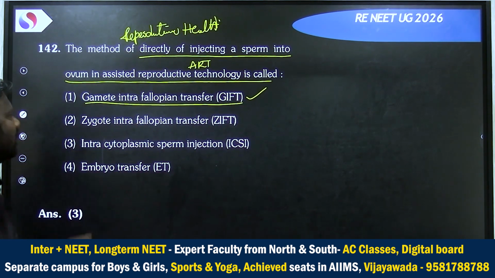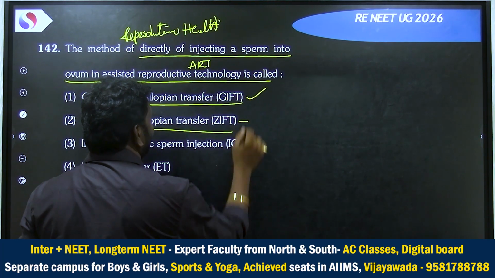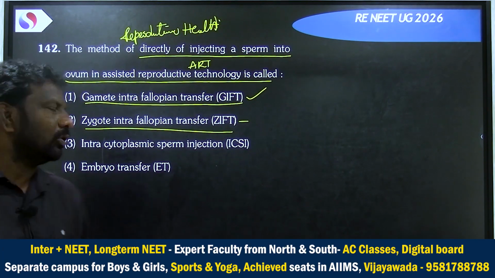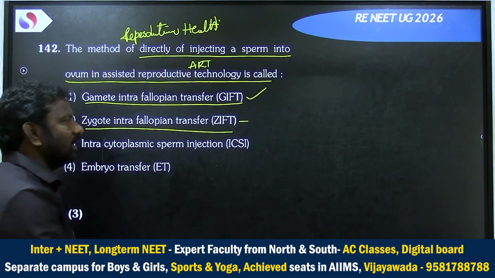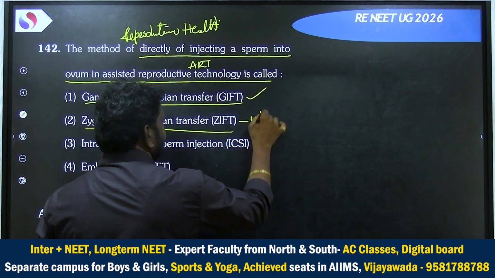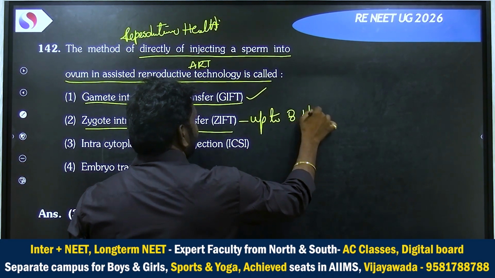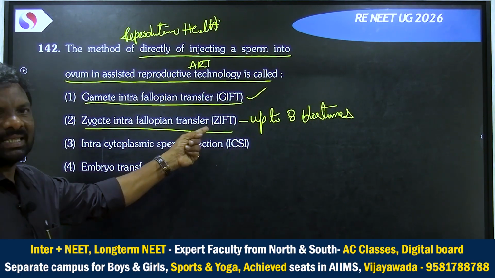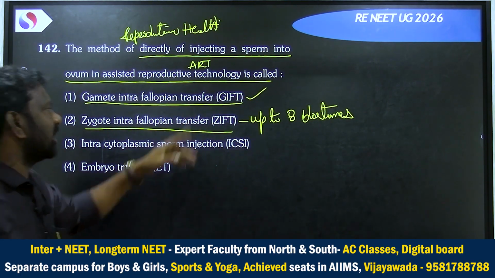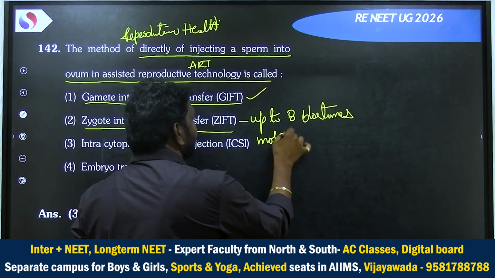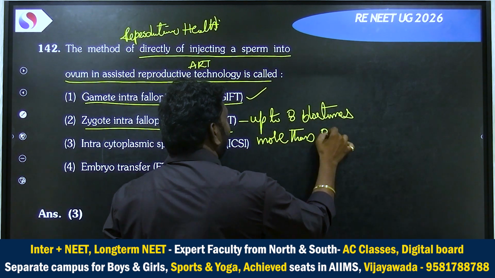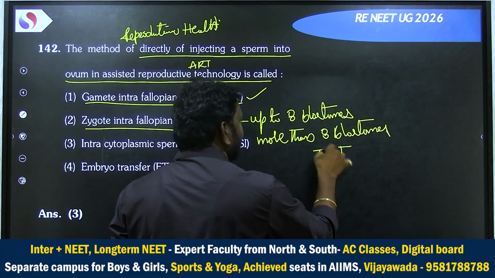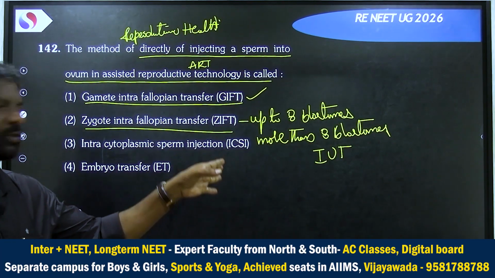The second one is zygote intrafallopian transfer in IVF technology. In IVF, the zygote or embryo up to 8 blastomeres is transferred into the fallopian tube, called ZIFT, zygote intrafallopian transfer. With more than 8 blastomeres, it is called IUT, intrauterine transfer. They are directly transferred to the uterus.